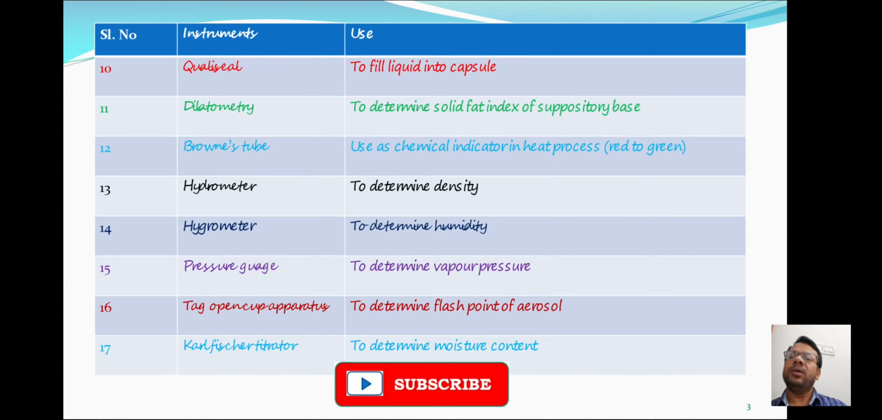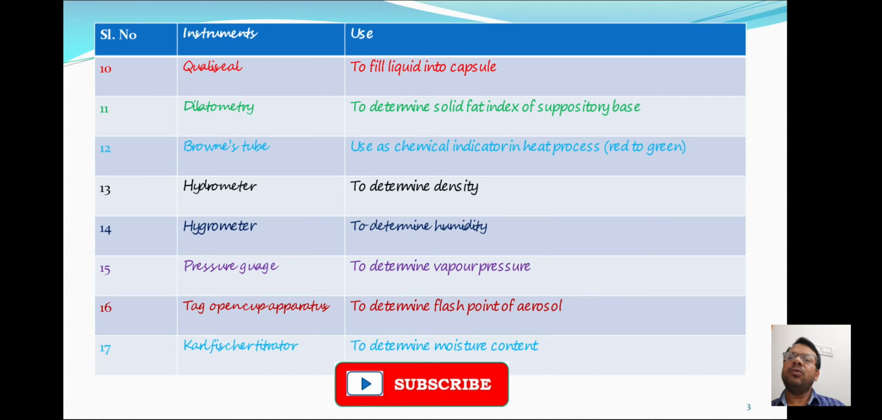Brownies tube is used as chemical indicator in heat process, that is dry heat sterilization as well as moist heat sterilization, and in this case color changes from red to green. Hydrometer is used to determine density. Hygrometer is used to determine humidity.